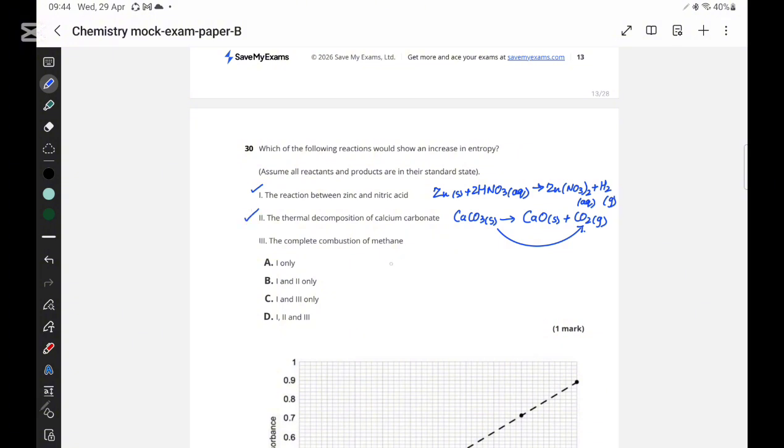And the last one is combustion of methane. For combustion of methane, we have this equation. You are forming CO2 in gas state plus 2H2O in gas state. So you are forming 3 moles of gas from 3 moles of gas. So there is no increase in entropy. So increase in entropy is only taking place in 1 and 2. So the answer is going to be B.